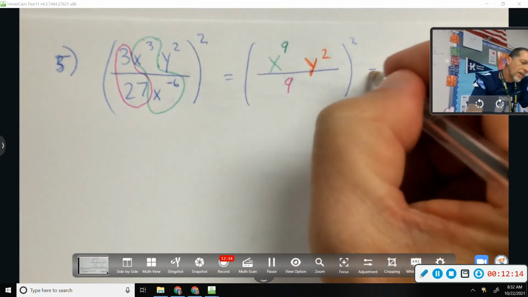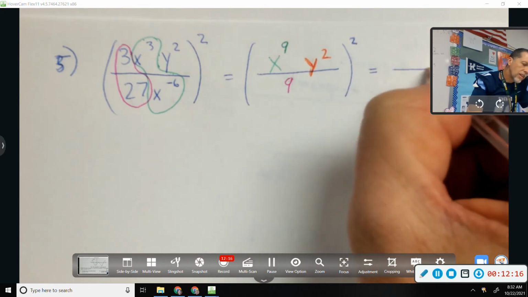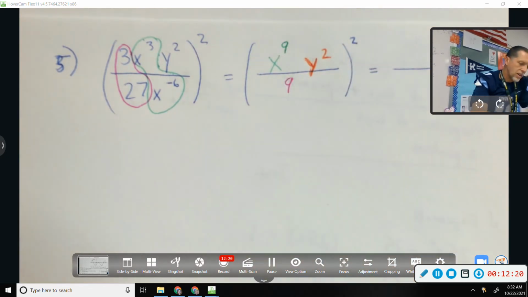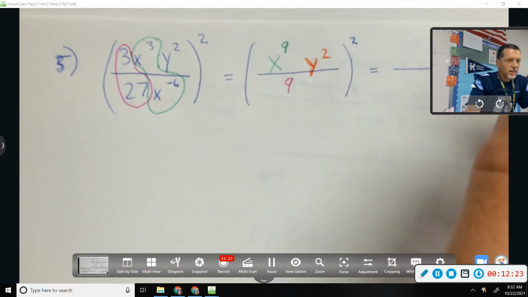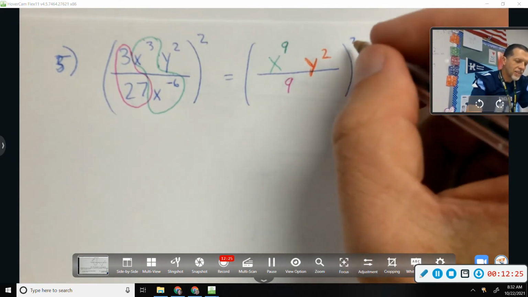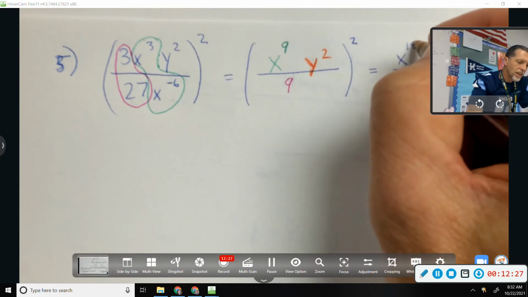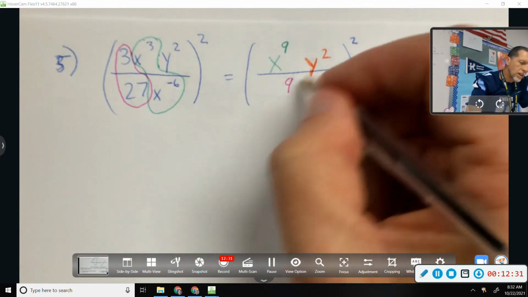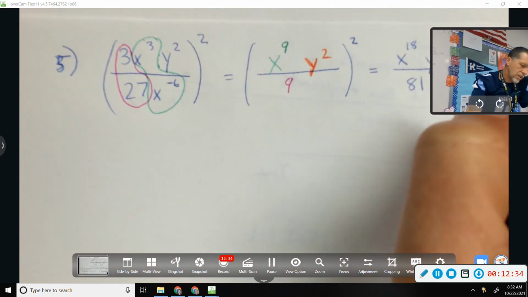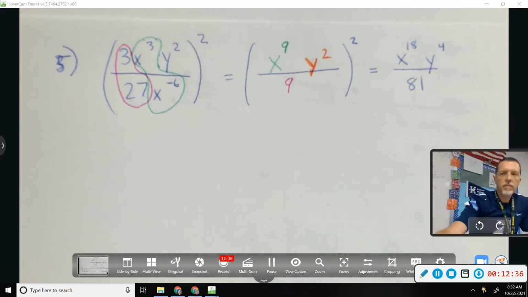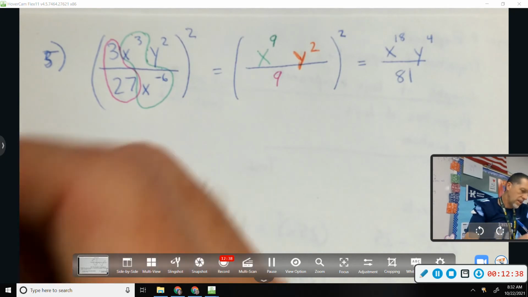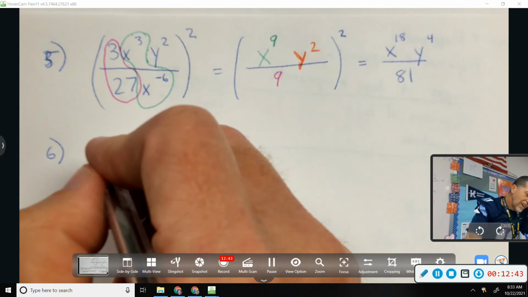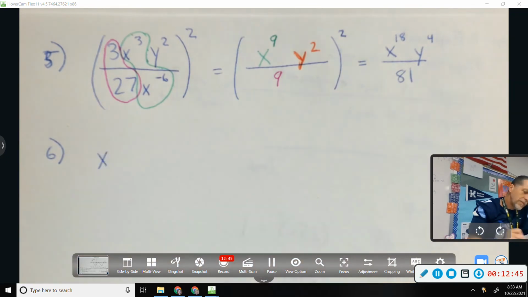So now I can do the squared stuff. What's x to the 9th squared? X to the 18th. Good, x to the 18th, not x to the 81st. Y squared squared would be y to the 4th, and 9 squared would be 81. He did it. Yay, I did it.